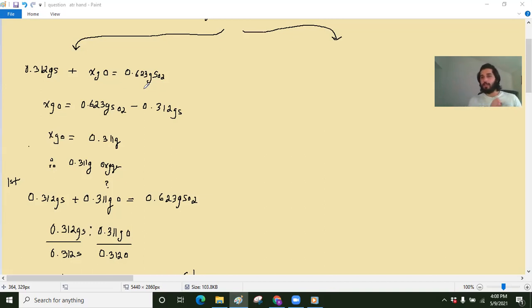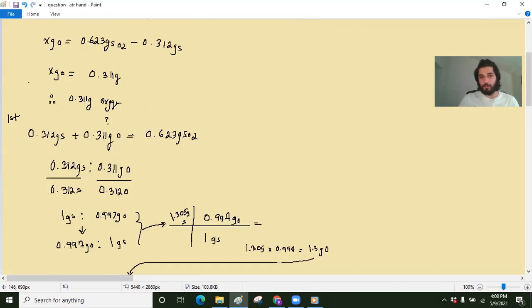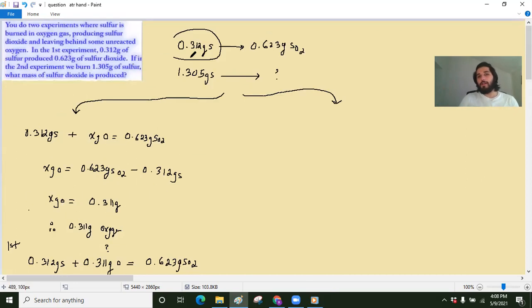The first says that you can make a proportion between your reactants, sulfur to oxygen. The second method says that you can make a proportion between your reactant and your product. What do I mean? Well, just as I knew that 0.312 grams of sulfur makes 0.311 grams of oxygen, I know that 0.312 grams of sulfur makes 0.623 grams of sulfur dioxide. And I can use that to get to the same conclusion.